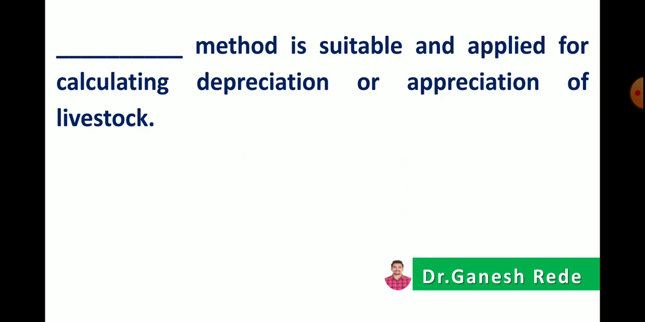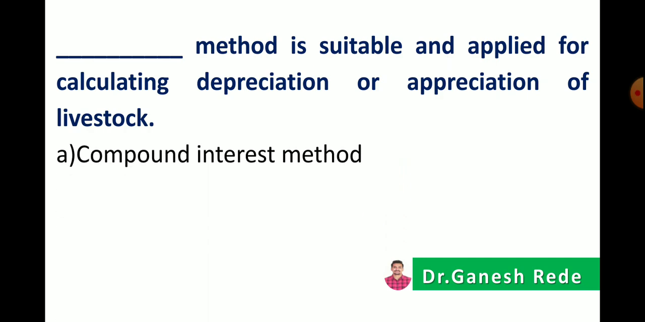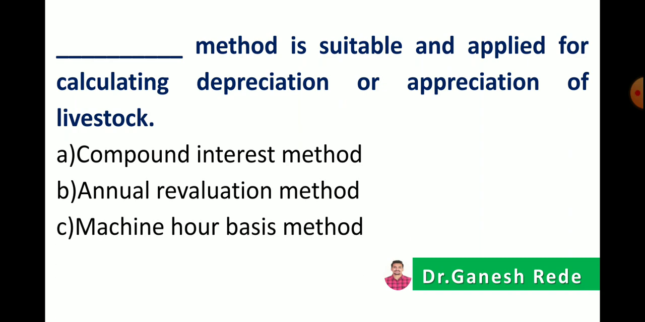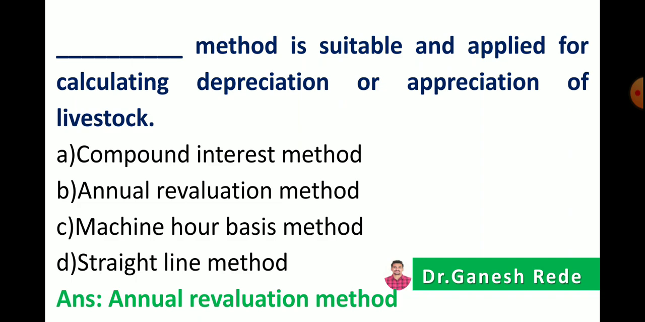The next question: in a dash dash method is suitable and applied for calculating depreciation or appreciation of livestock. Option A, compound interest; B, annual revaluation; C, machine hour basis method; or D, straight line method. The correct answer is option B, the annual revaluation method is suitable and applied for calculating depreciation or appreciation of livestock.